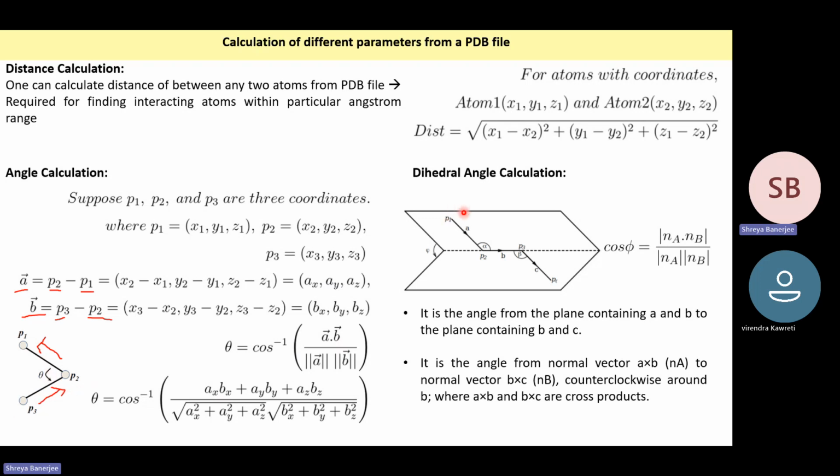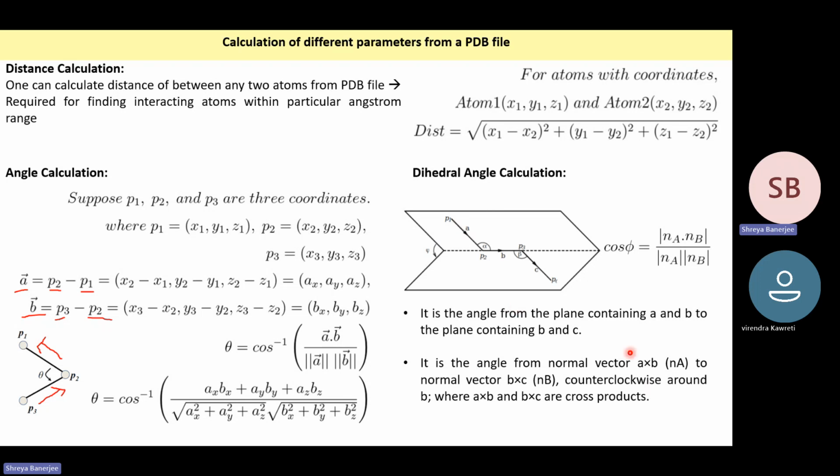And similarly, if we have 4 atoms, we can find the dihedral angle. So imagine there are 4 atoms, P1, P2, P3 and P4. Then the angle between this plane, which contains P1, P2, P3, and this plane, which contains P2, P3, P4, is the dihedral angle phi. That can be found by this formula, where n is the normal vector. Again, we don't need to go into the derivation of this formula. Just remember that vector A is from P1 to P2, vector B is from P2 to P3, and vector C is from P3 to P4.